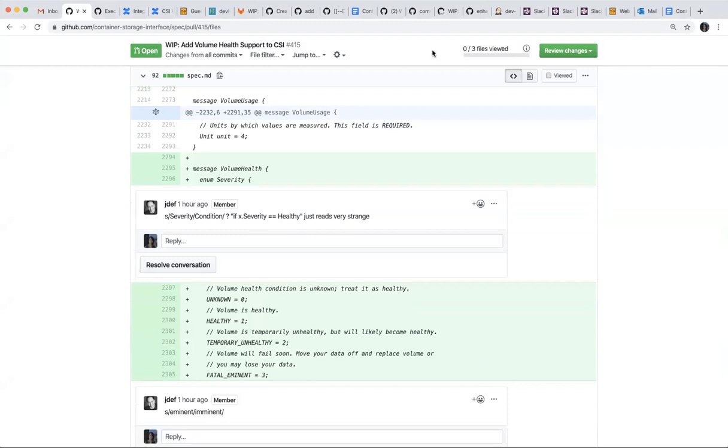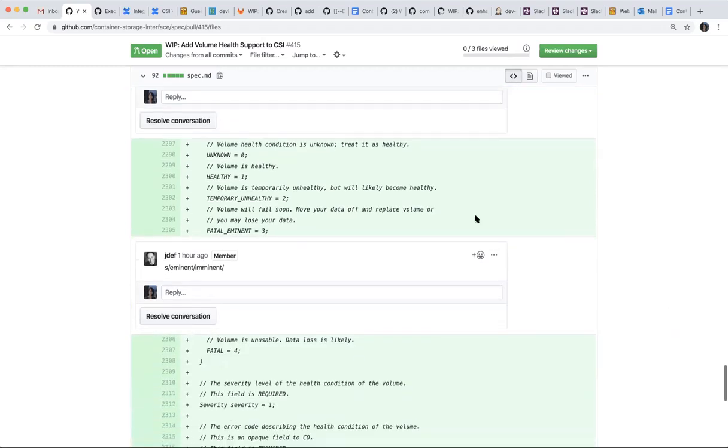So basically we'll introduce a new message for the volume health, and here we have a severity. Jeff added some comments here. He said it should be code or condition, not severity. And then there are 5 levels: unknown, healthy, temporarily unhealthy, and fatal, imminent. I think there's a typo here. It's imminent and fatal. So this was what we discussed last time.